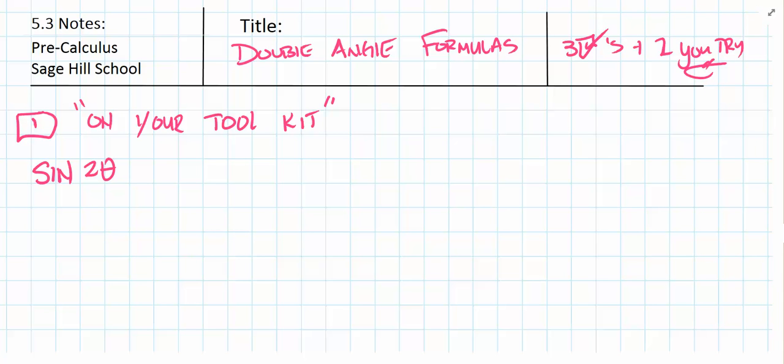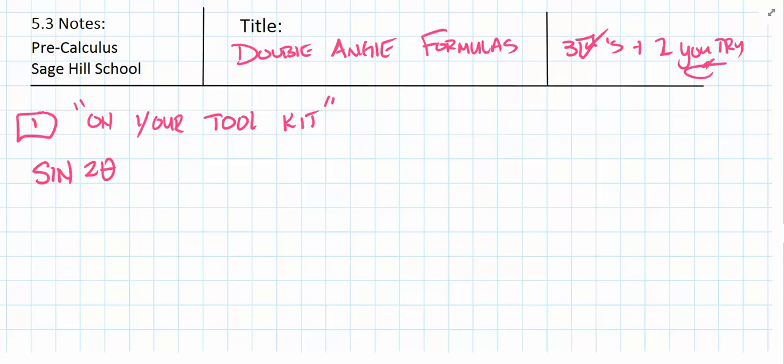Okay, are you guys all ready to go? Do you need a second to catch up, or are you guys good? You should have your toolkits out, and you should see that they should already be on there. Did you guys write down anything for sine of 2 theta on the toolkit already? What do you guys have for sine 2 theta?